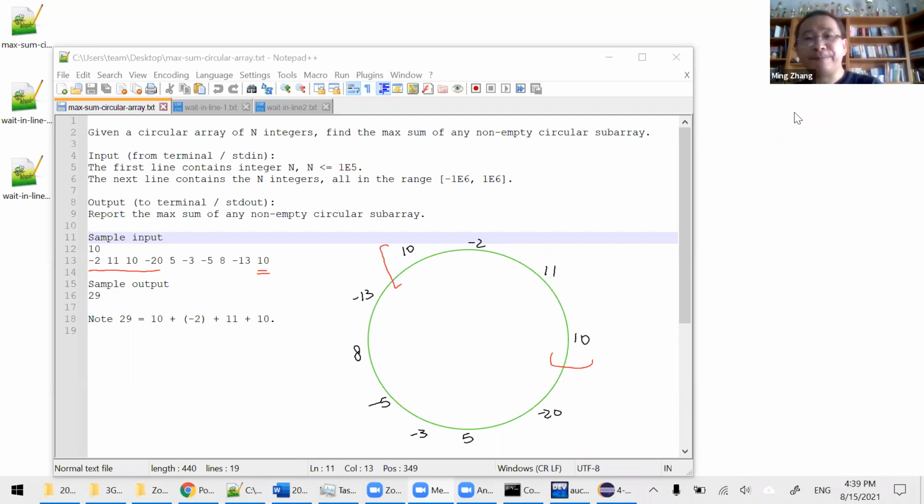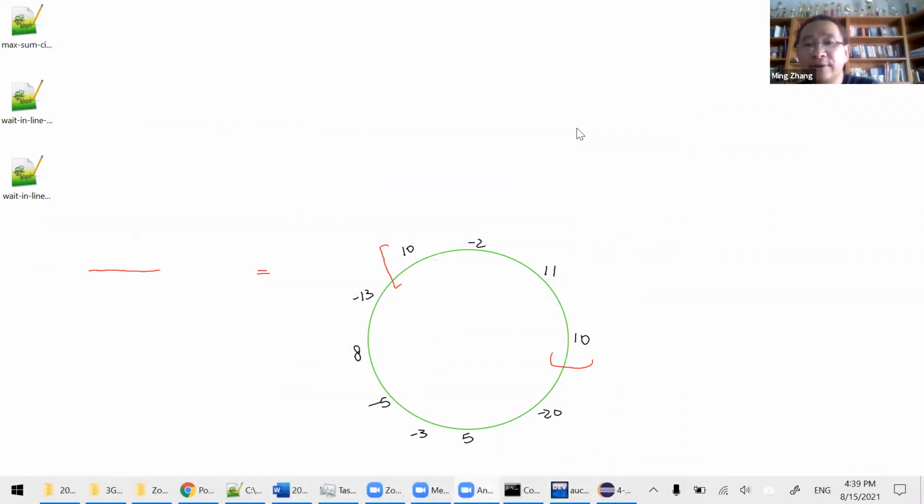That's a very good idea. Okay. Yuyan has a suggestion. So, okay, let's try this idea. Yuyan says we're going to do this one.